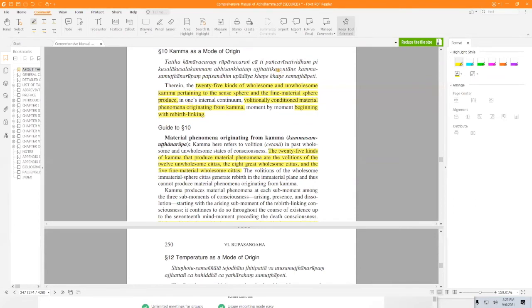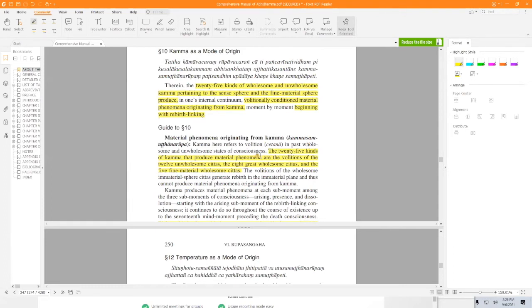And here you see the word santana. They produce volitionally conditioned material phenomena originating from karma moment by moment, beginning with rebirth linking. So this is what's meant by karma here: volition from the past, wholesome and unwholesome volition from the past, which produces material phenomena here in the present.